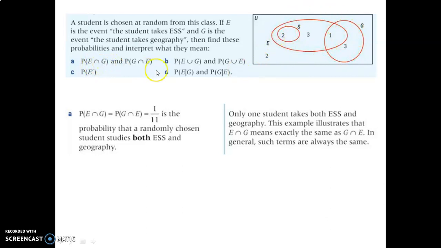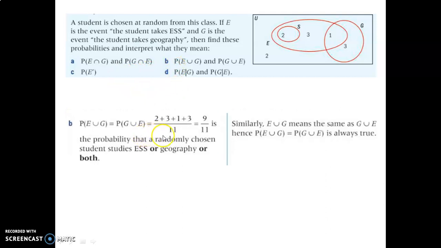And E intersection G means what are the students that are taking both environmental science and geography? That's the intersection right here. So 1 out of all 11 students. That's the probability. Try question B. And try C at the same time. No, actually B, just B.